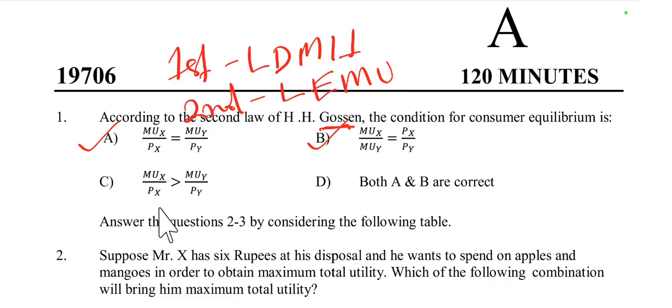And the third one is MUX by PX greater than MUY by PY. This is not correct. This is equal to. So MUX by MUY is equal to PX by PY. So A and B are the same. So both A and B are correct here according to the equimarginal utility or Gossen's second law.